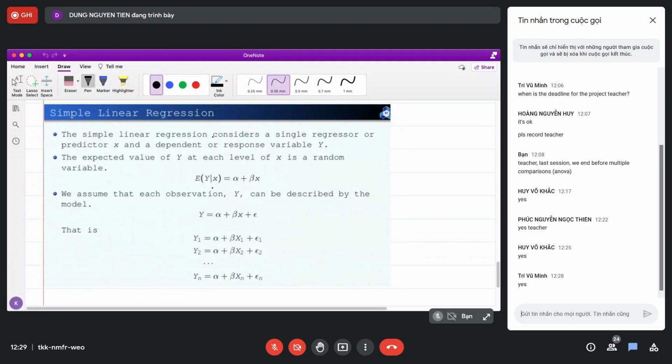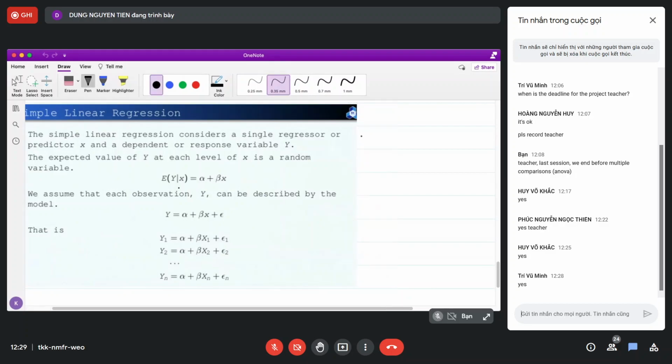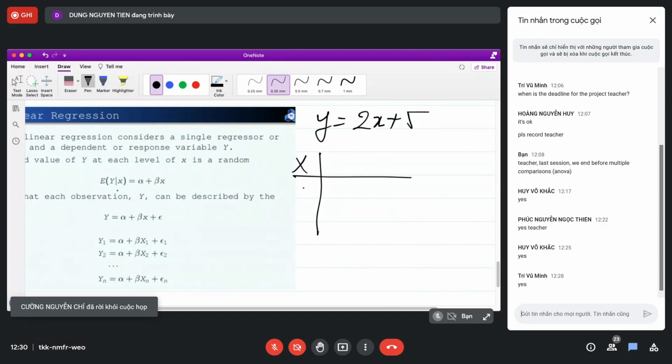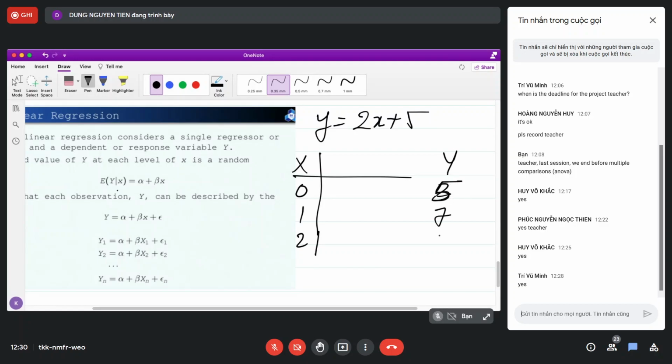The simple linear regression model considers a single regressor or predictor X and a dependent or response variable Y. So you come up with the model Y equals alpha plus beta X, and you need to estimate the values of alpha and beta. Okay. You can come up with Y equals 2X plus 5, and then you can measure at the points X equals 0, 1, or 2, and you expect to get the values Y of 5, 7, and 9.